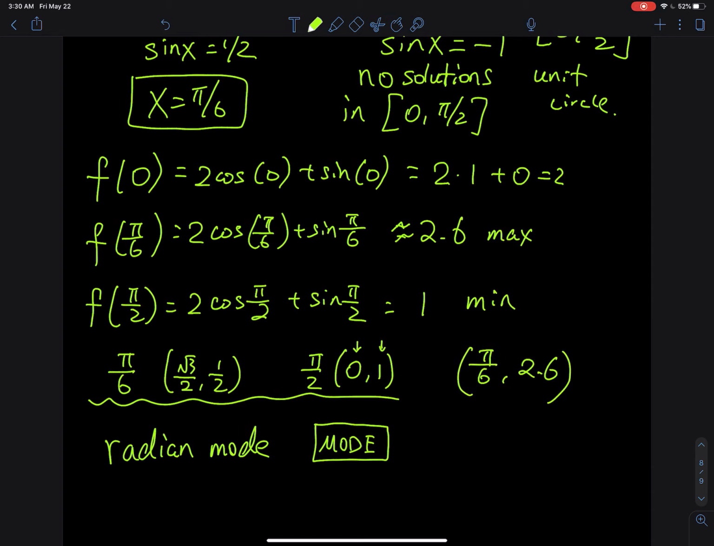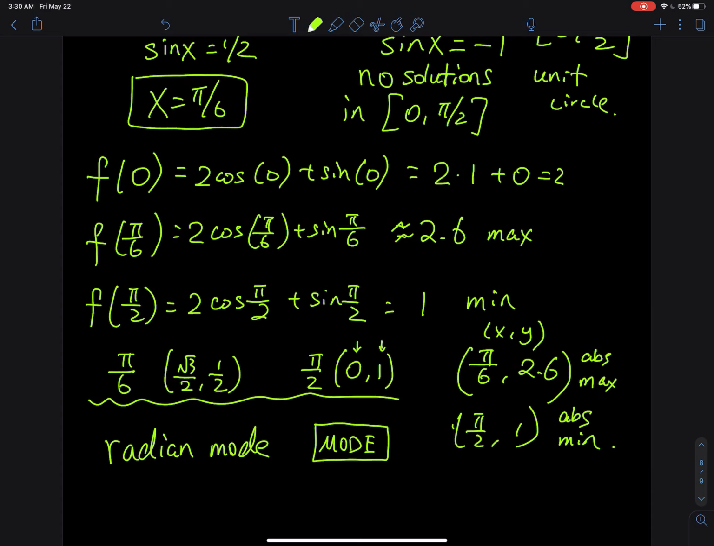Again, this is no longer an interval. This is an ordered pair x comma y. So that is my absolute max. And then pi over 2, comma 1, that is my absolute minimum. All right, so that would be number 3.